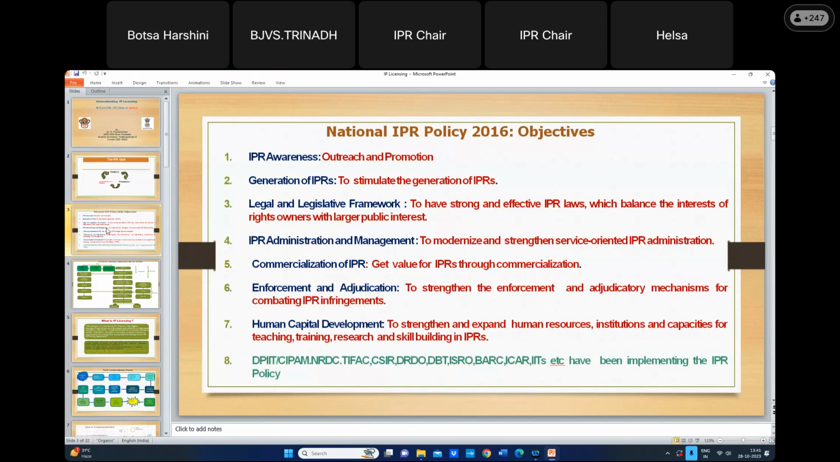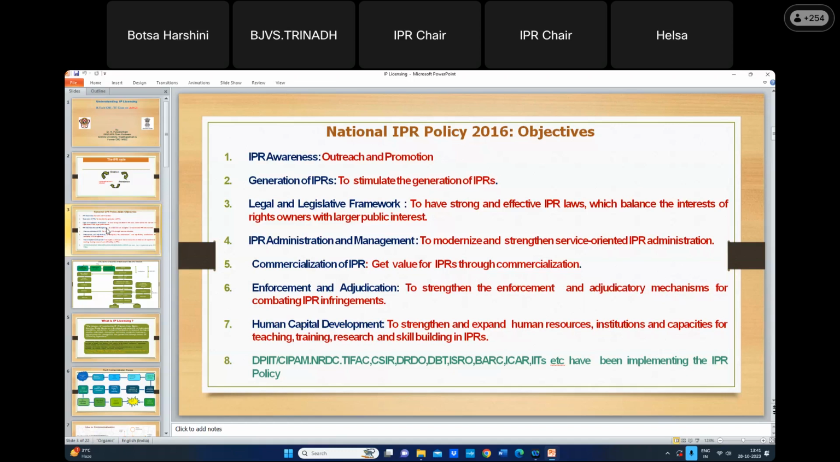So those offices also require technology, they need to be modernized, and the government has to put an adequate number of examiners, controllers, so that whatever applications they receive, they dispose of fast, by way of granting IP rights to the inventors. So that is also one of the objectives, strengthening the IP administration and management. Then the fifth important objective is commercialization of IP. That's what we are talking about today. It is also part of the IPR policy of Government of India.